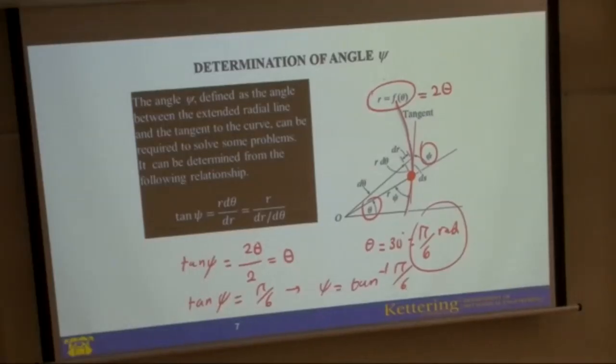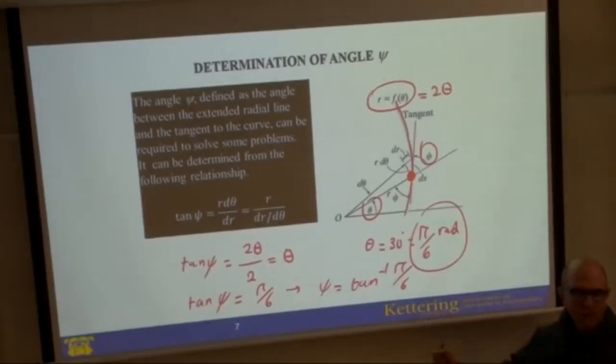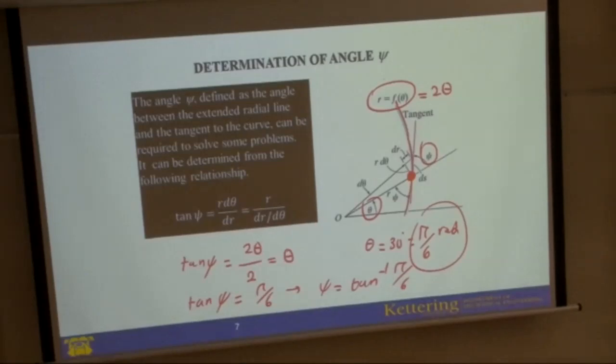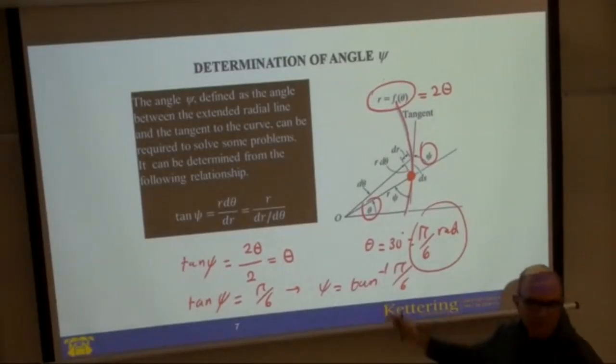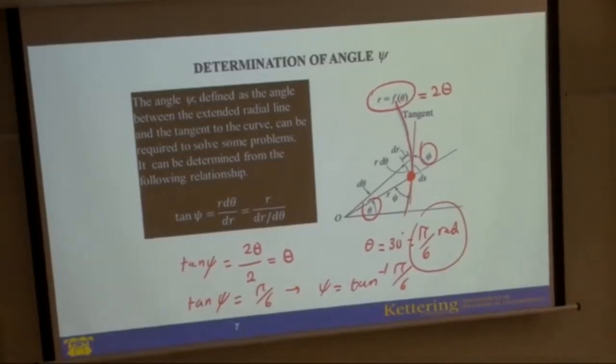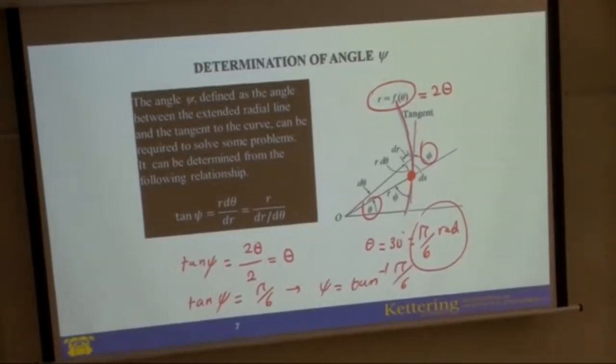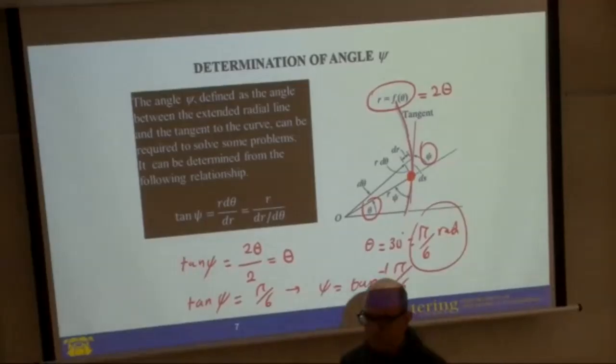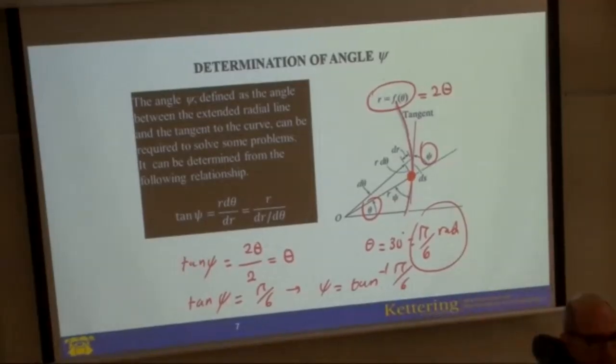For most problems, you don't need to find this one. Using geometric relations, you can find psi easily, as I will show you in the next 2 examples. But for a few problems, you need to find psi. How much is this angle? You need to calculate it similar to this and find psi. Any questions?